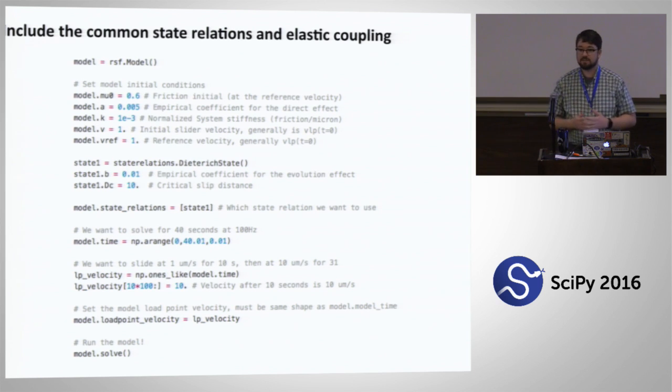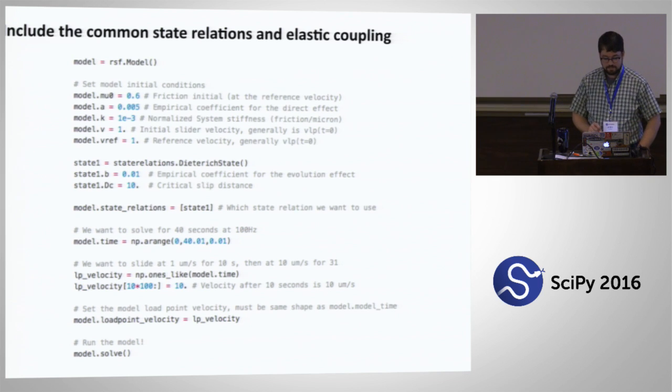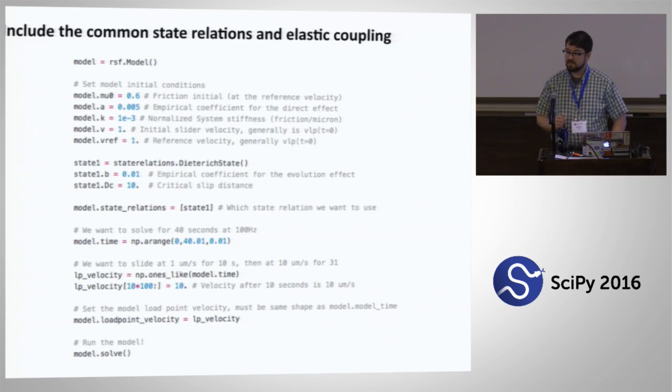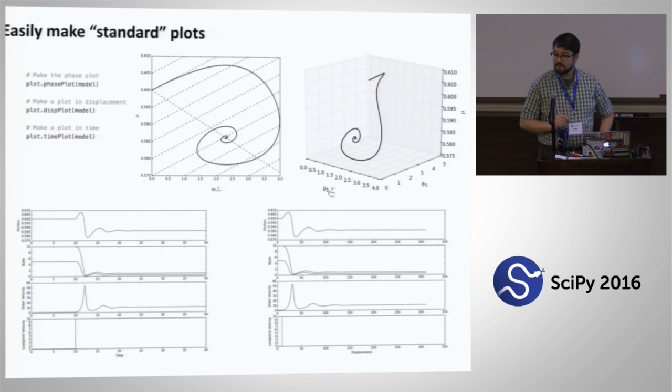People do use multiple state relations sometimes in their modeling. This lets you mix and match however you'd like. Give it a time and velocity vector that you would like to solve for, and then call model.solve. Now you have a fully populated results object that you can query. But you don't have to write your own plots or anything like that, because we do that as well. You just say things like plot.phaseplot to get one of my favorite ways to look at solutions to differential equation systems, the phase plot.